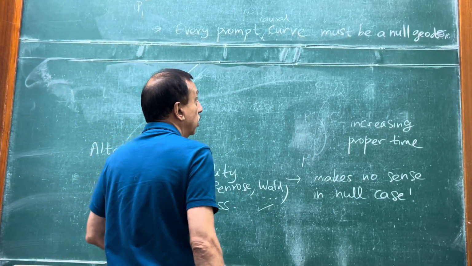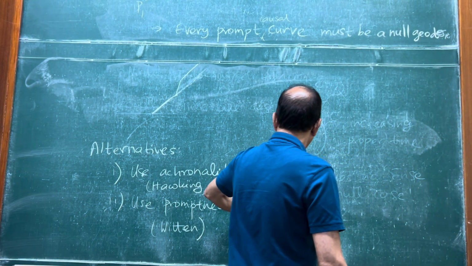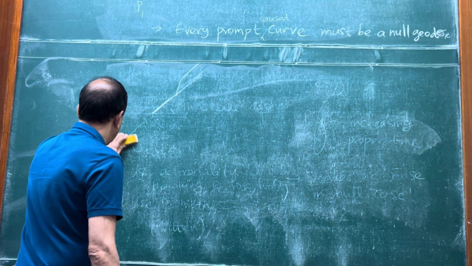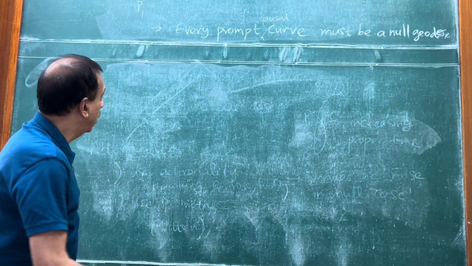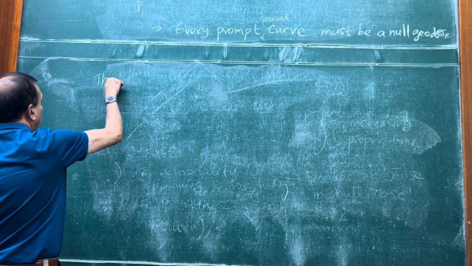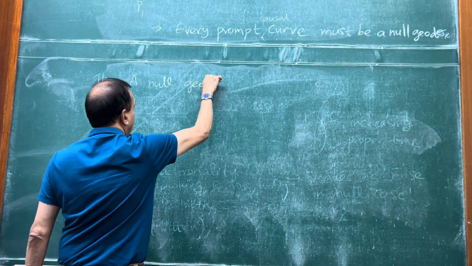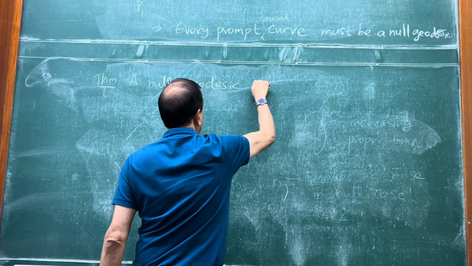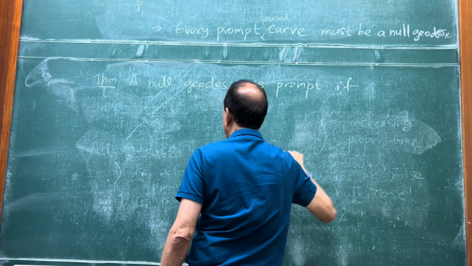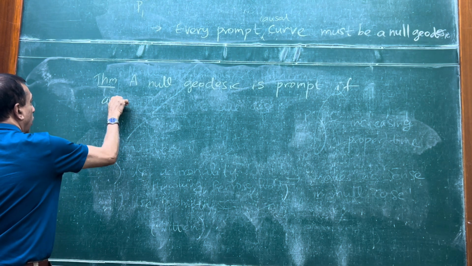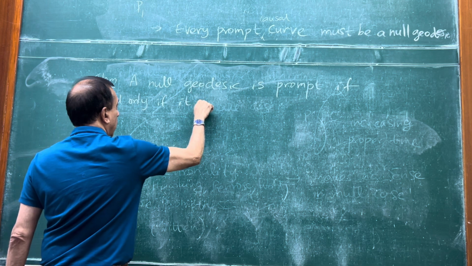Now we can prove the theorem. An important theorem. A null geodesic is prompt if and only if it is achronal.